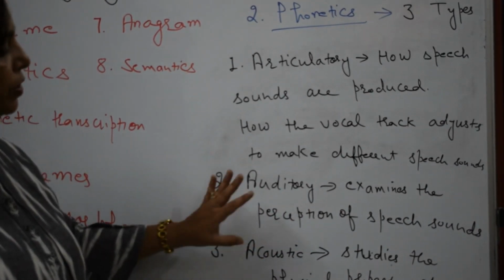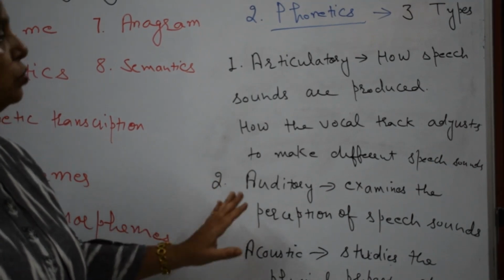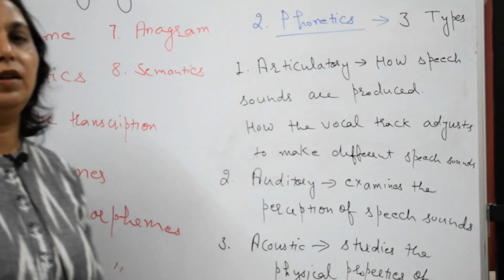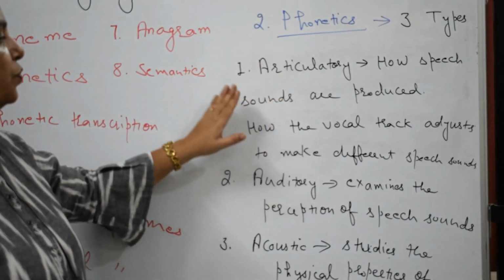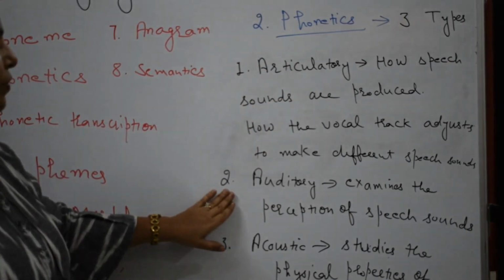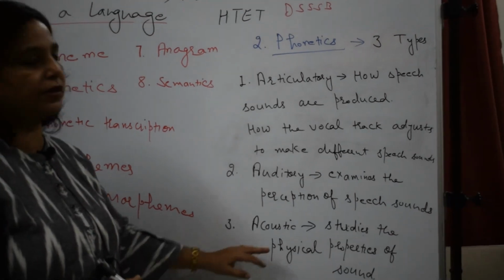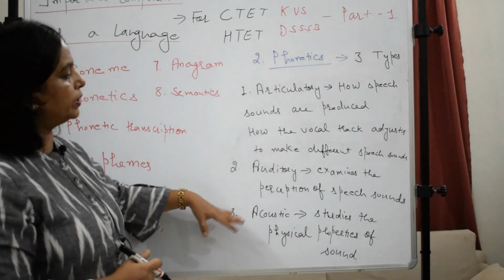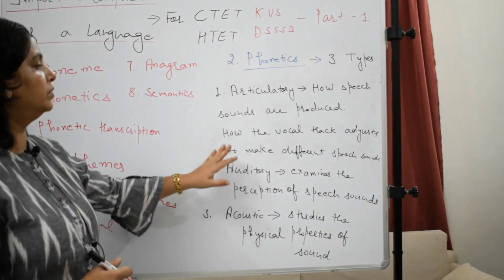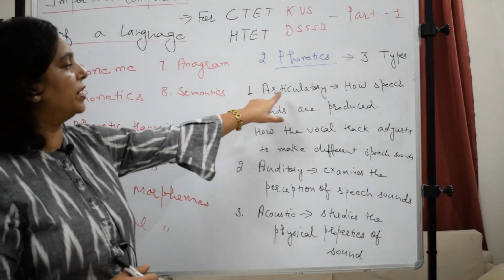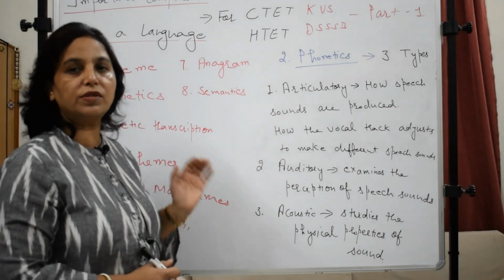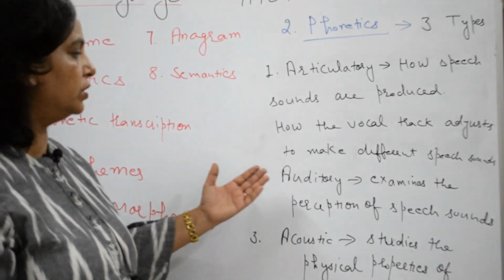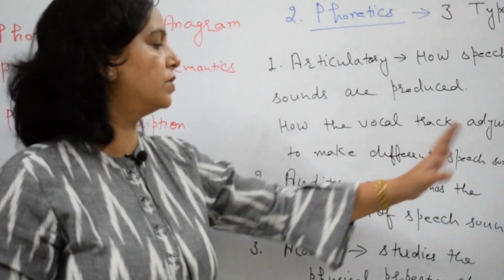You just have to remember the definition to choose the different options from the question. There are three types of phonetics: articulatory, auditory and acoustic. You just have to remember the names of the three types and then the definitions of these three types. First of all, there is articulatory. It means how sounds are produced. It means how the vocal tract adjusts to make different speech sounds.